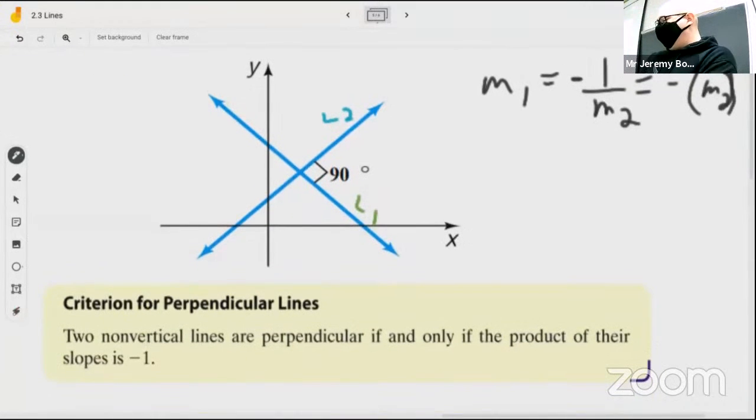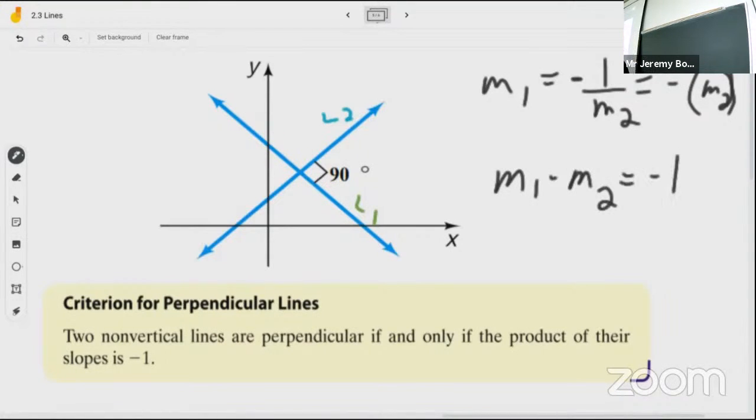And another way of saying that is two non-vertical lines are perpendicular if and only if the product of their slopes is -1. That means that m sub 1 times m sub 2 is equal to -1. If you solve that equation for m sub 1 or m sub 2, you'll get the same relationship we just got, if you divide by m sub 1 or m sub 2, right?